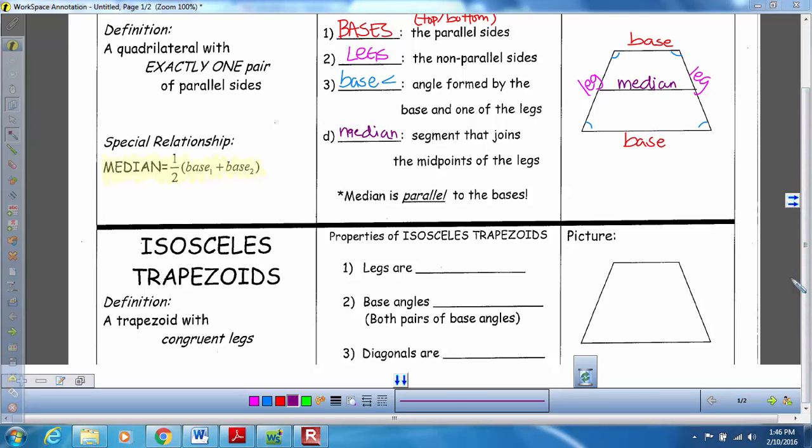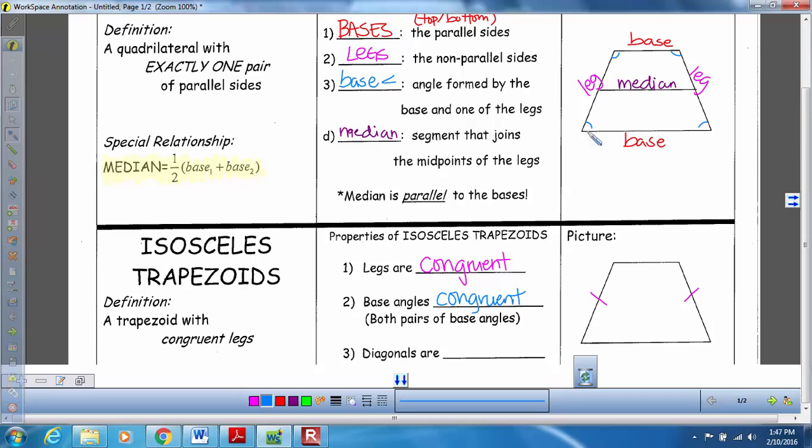Now, we just talked about trapezoids. Now I want to talk about isosceles trapezoids. In isosceles trapezoids, my legs are going to be congruent. Remember, the legs are these side pieces, so this would be equal to this. Also, my base angles are going to be congruent as well.